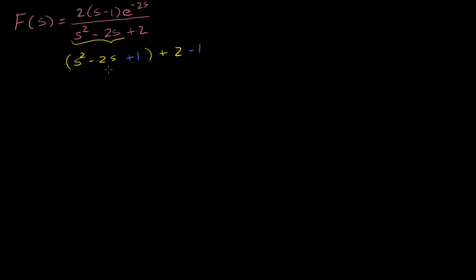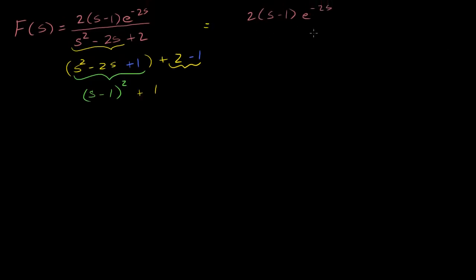But by doing this, I can now say that this thing is s minus 1 squared. And then this stuff out here is 2 minus 1, which is just plus 1. So I can rewrite my entire expression now as 2 times e to the minus 2s, all of that over s minus 1 squared plus 1.